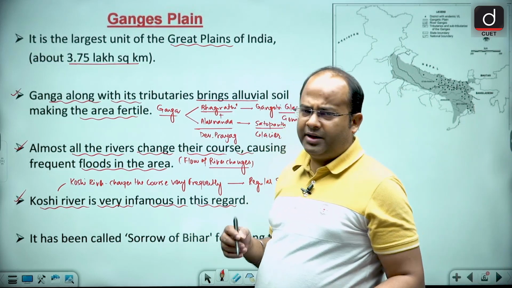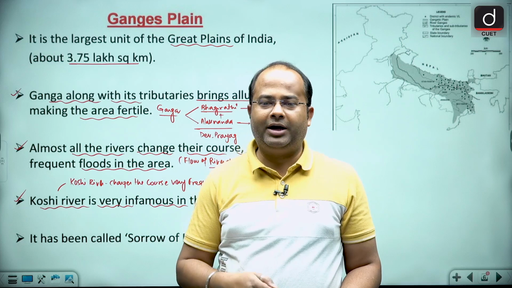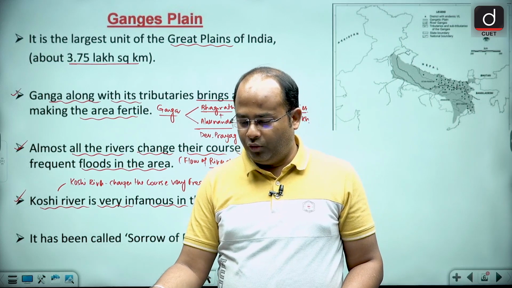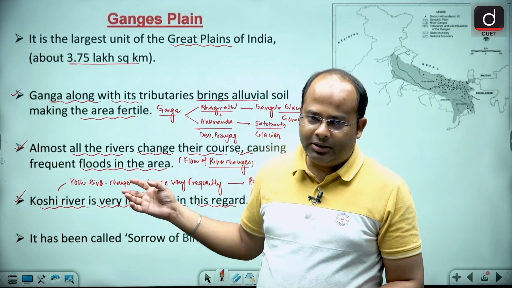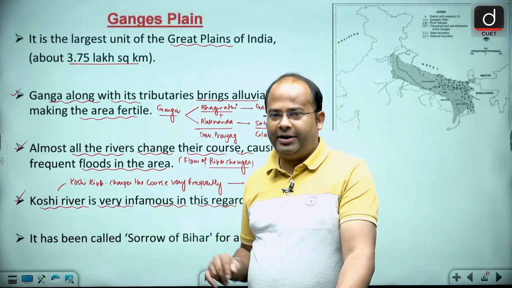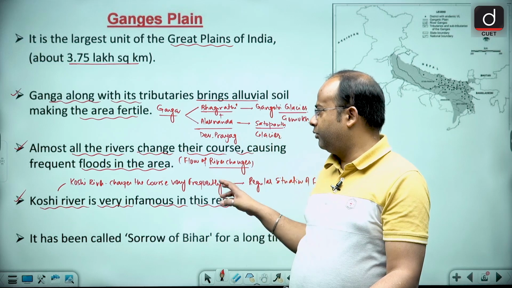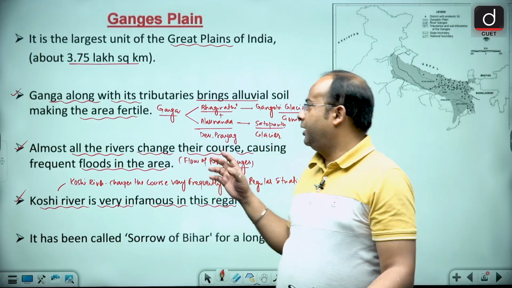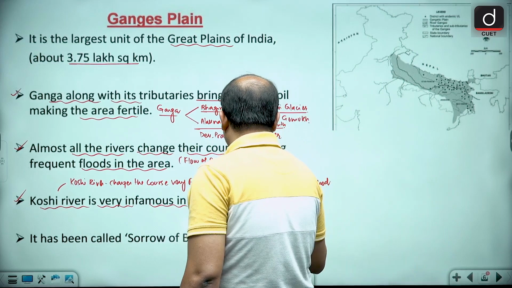So Kosi is very famous for changing the course frequently, and due to the excess of water that comes from Nepal, you will find, guys, that flood becomes a very common phenomenon in this particular place. Since Kosi is very famous for changing its course, it is also known as the Sorrow of Bihar.